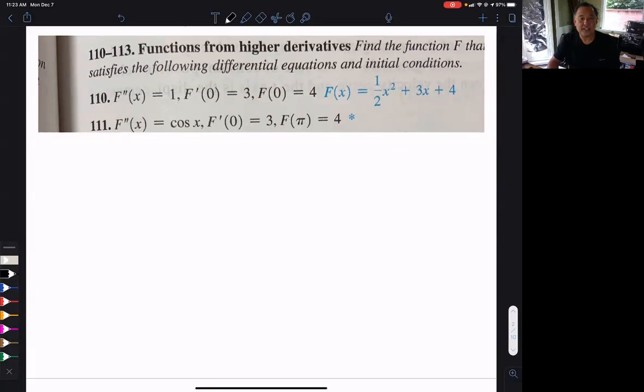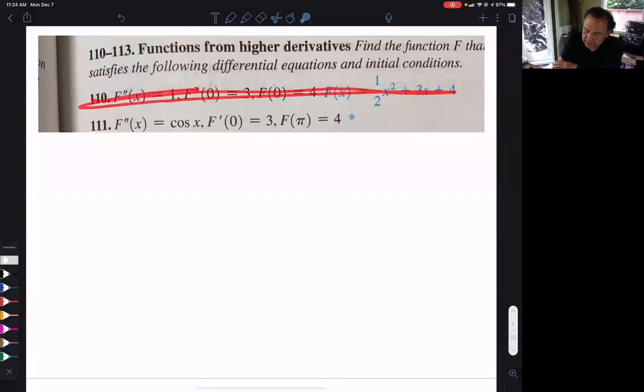This is section 5.1, number 111. So we are given the second derivative. We're given the first derivative at 0 and the function at 4. And we want to find f. We want to know what f is. But we start with f double prime.